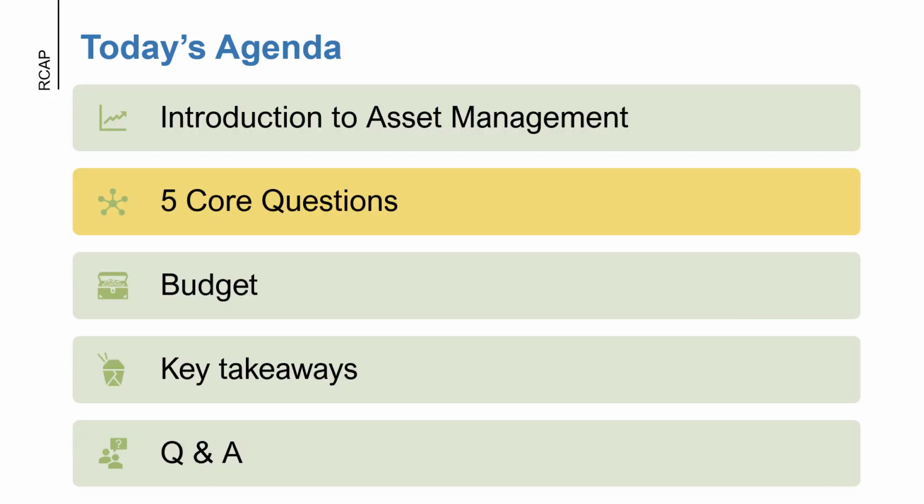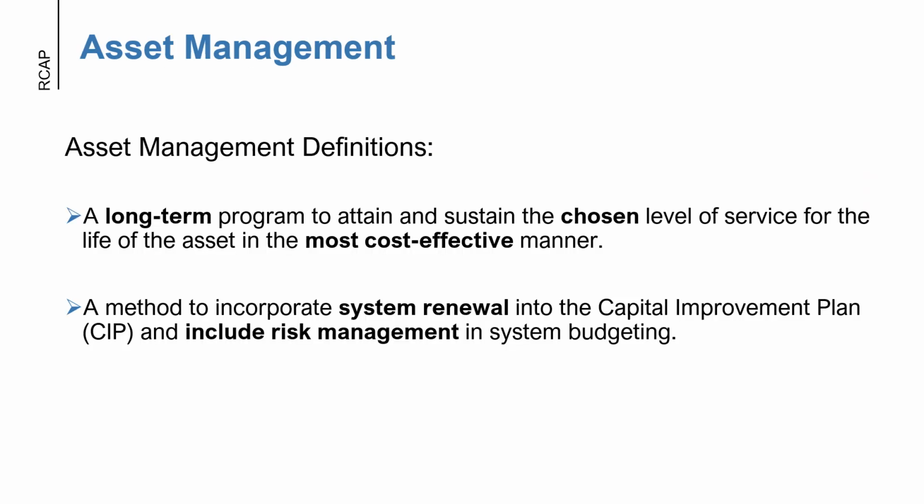Today we're going to be talking about the 5 core questions of the asset management framework. I'm going to start with an introduction to what asset management is a little bit. You're probably familiar, as a lot of the sessions today do talk about asset management related topics, but we do want to do a brief little review just to make sure anyone listening to the session is fully prepared to go through the 5 core questions. And then we're also going to talk a little bit about budget. I will refresh on some key takeaways and some resources for y'all, and then I'm sure we'll move into the Q&A session.